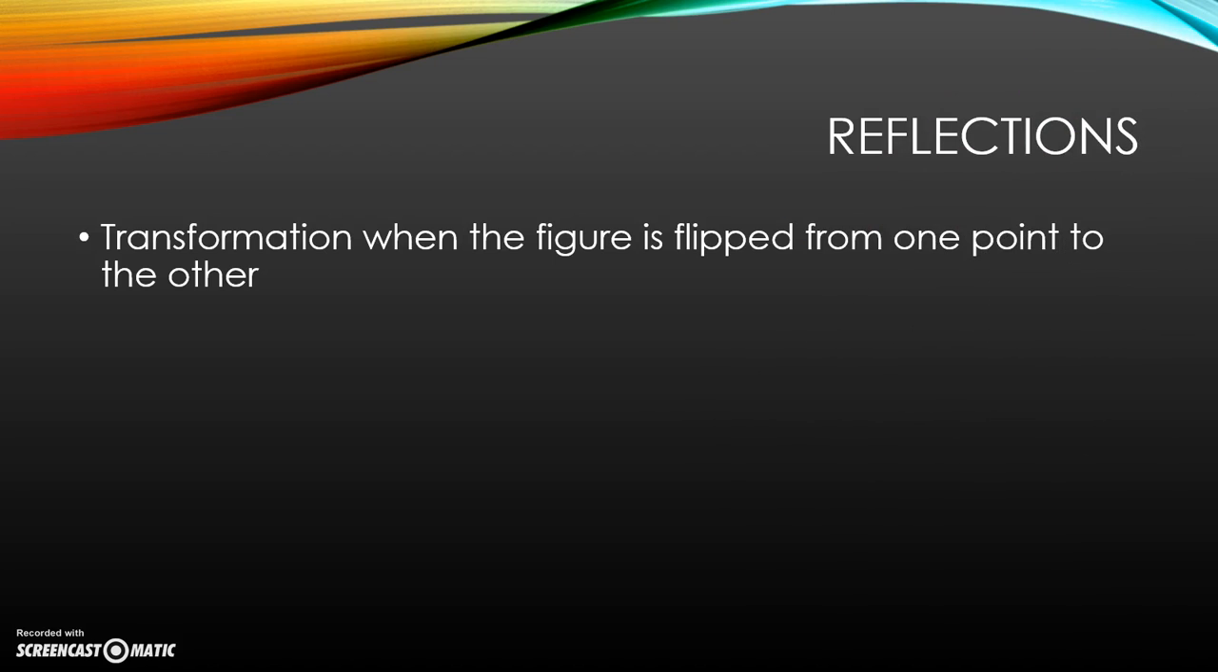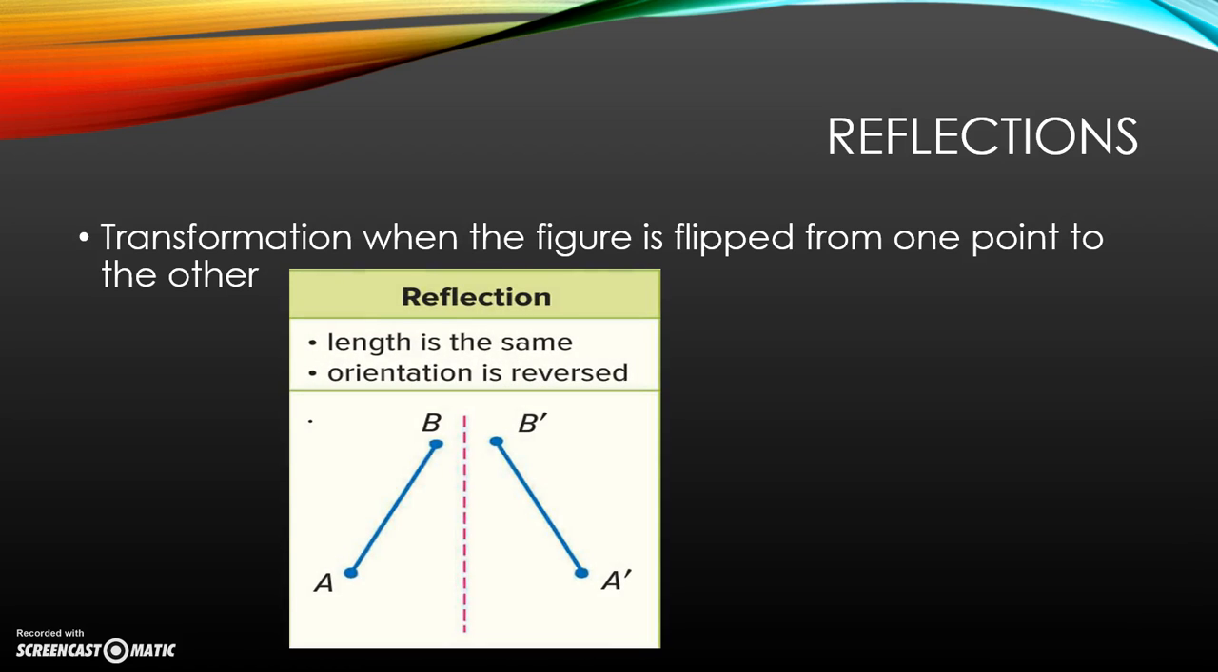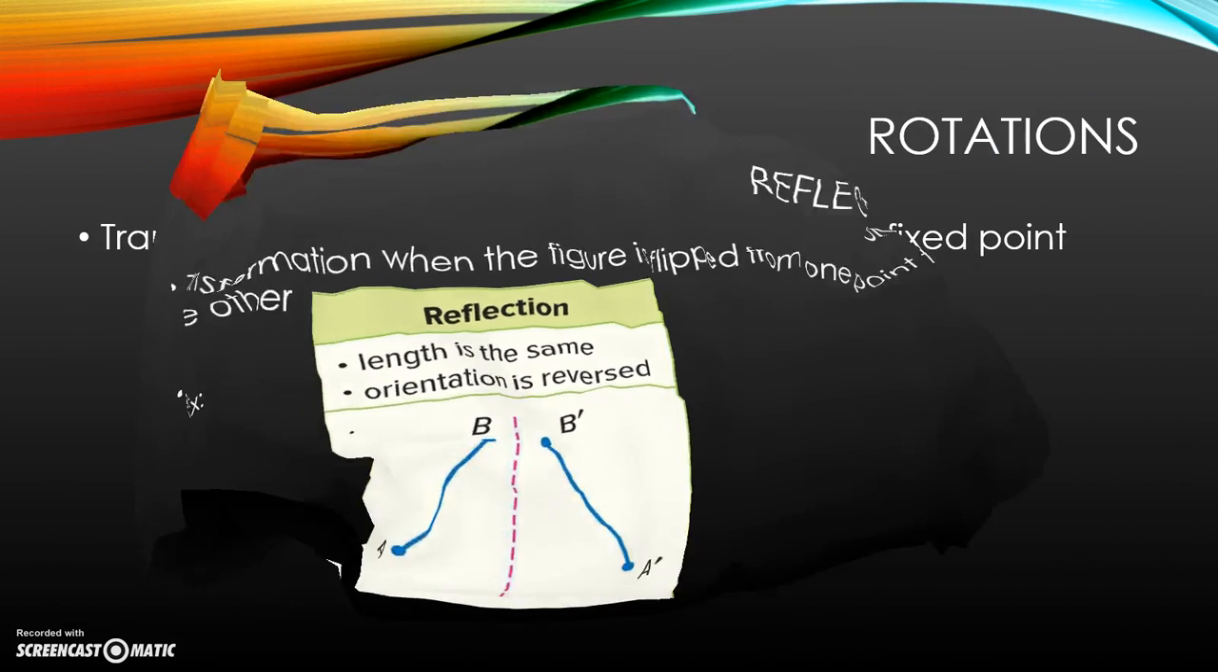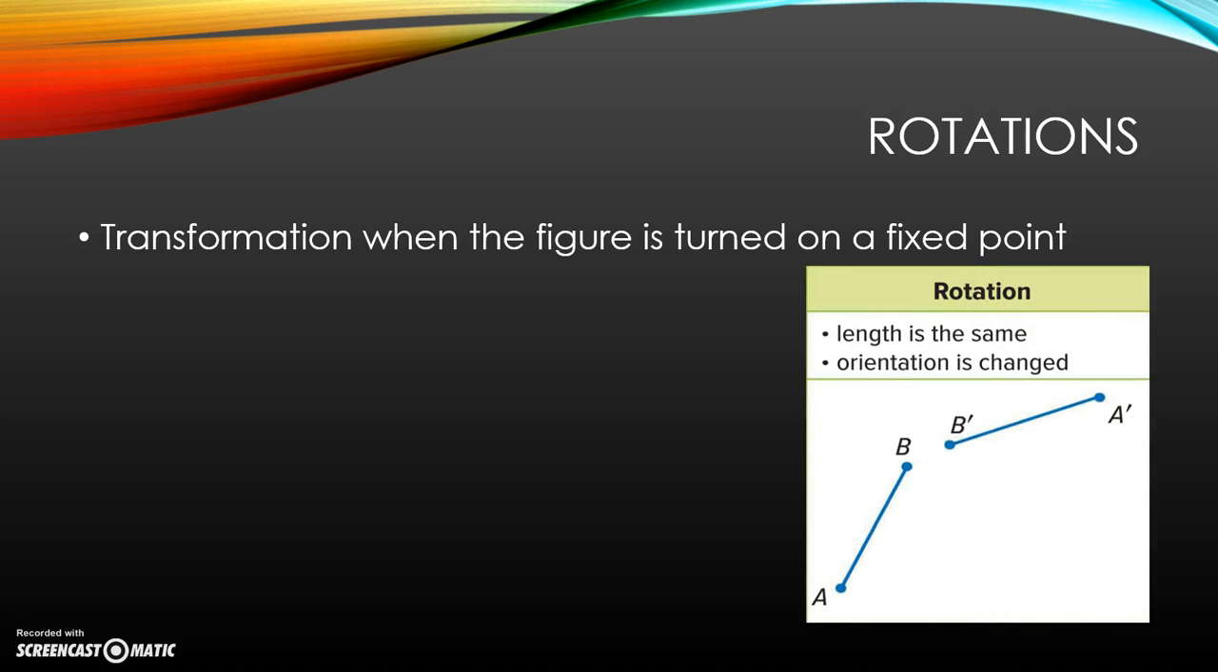Reflections are when a figure is flipped from one point to the other. In the example, the lengths are the same, the orientation is reversed. Last is rotations, when a figure is turned on a fixed point. The lengths are the same and the orientation is changed.